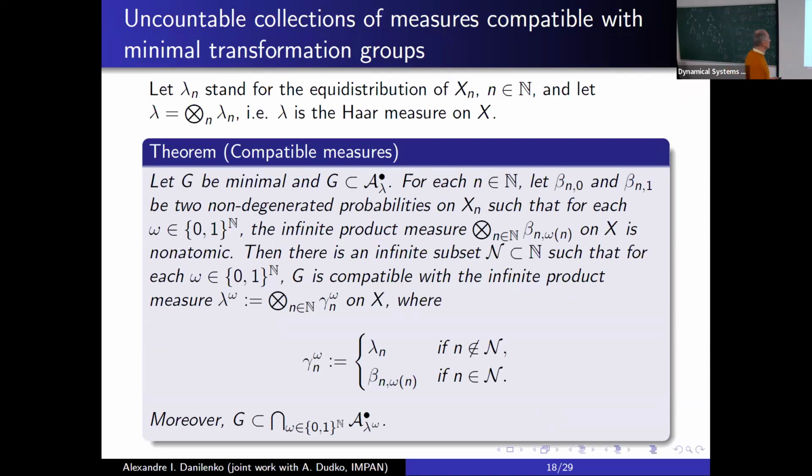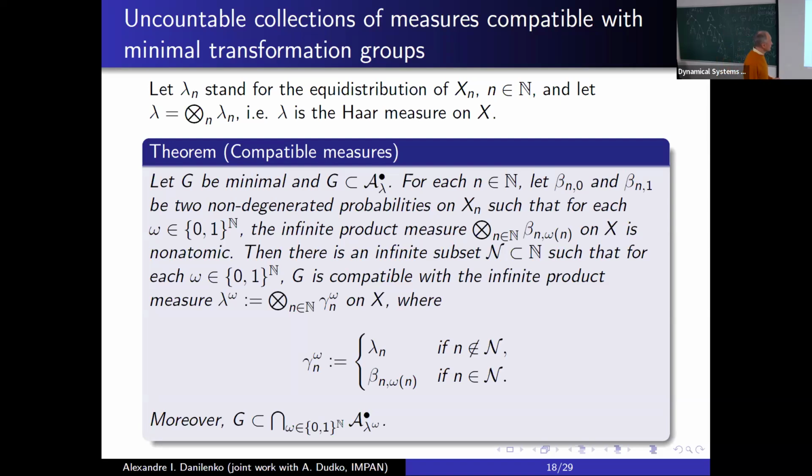Now we want to construct lots of measures which are compatible with minimal G. So lambda n denotes a distribution on X n. The infinite product of all lambda n is called the Haar measure of X. It is invariant under any group G inside the group of automorphisms. Suppose that G is minimal, and G is purely finitary for this lambda. So G preserves lambda, and this is our assumption on G.